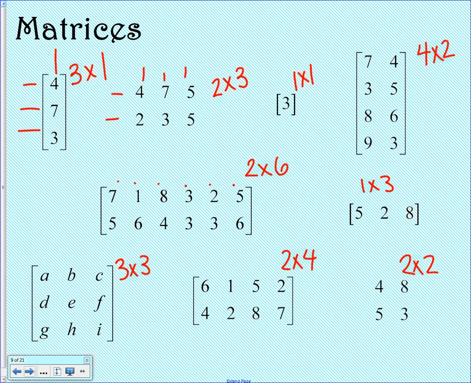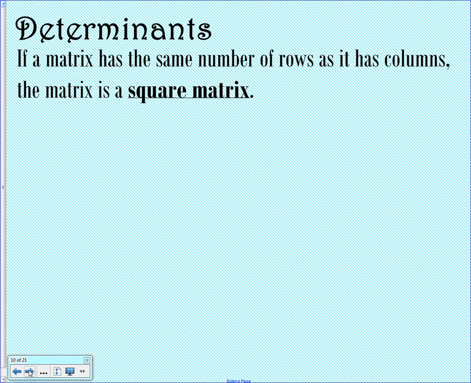Now as you see, some of them have the brackets around them and some of them do not. You don't have to have the brackets. It's just normally people put brackets around their matrices. Okay, so let's look. If a matrix has the same number of rows as it has columns, it is called a square matrix. So if the number of rows and columns is the same, then you're going to have a square matrix.